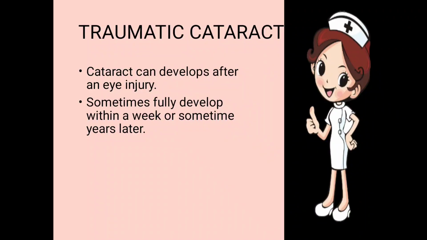Next one is traumatic cataract. Now the word trauma is related to any injury to the eye. Cataract that develops after an eye injury is known as traumatic cataract. Sometimes it fully develops within a week or sometimes years later. Sometimes it takes very little time to develop, and the patient needs surgical removal very early, and sometimes it takes place some years later.